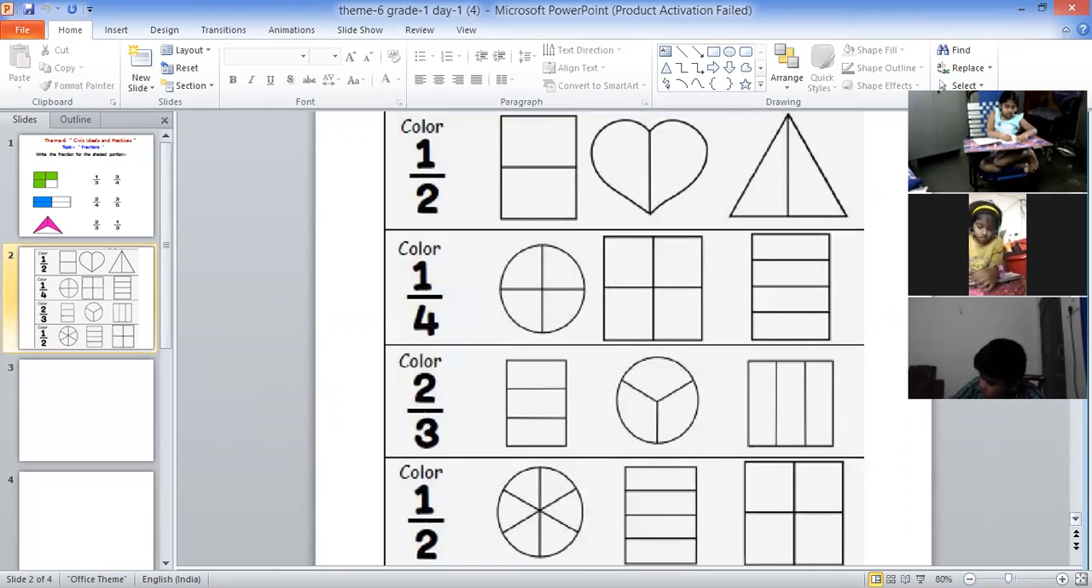Yes, children, it's written here: color 1 by 2 means color half. First of all, you will note down that question. You will write "color", and below that you will write 1 by 2. Then beside that, you will draw these first 3 shapes.